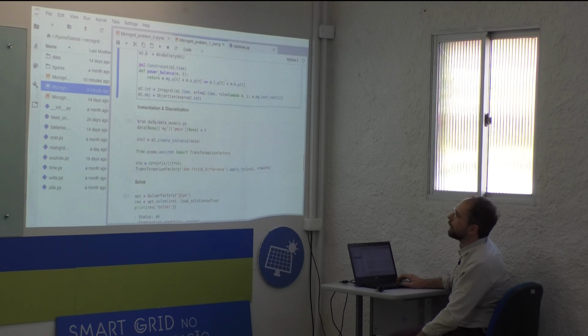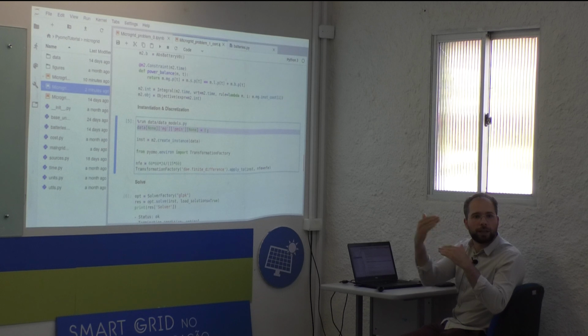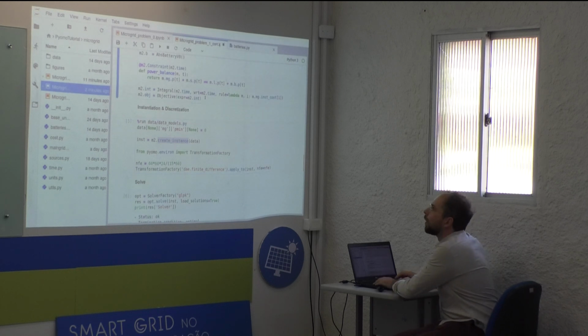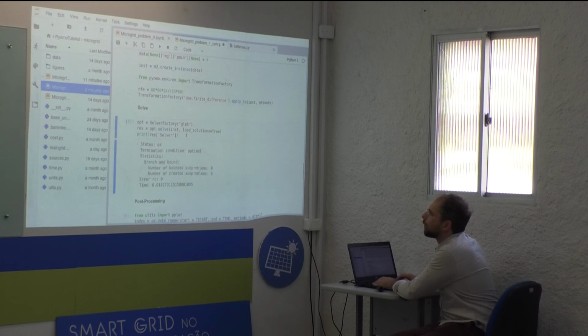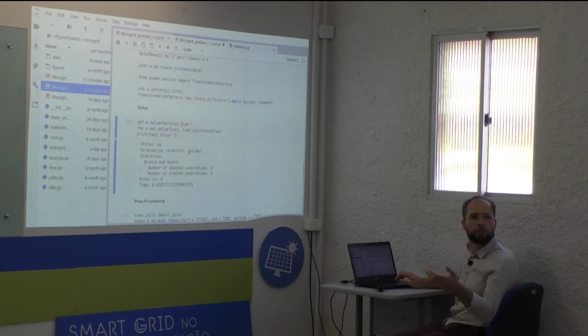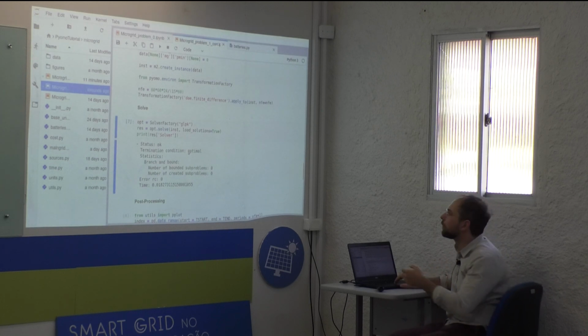We have to load the data. Here I have to change the value of P minimal to be equal to 0. So it says that I cannot sell energy to the grid. I create my instance, discretize it as before, and I solve it. And now the status is optimal, so the problem is actually feasible now.